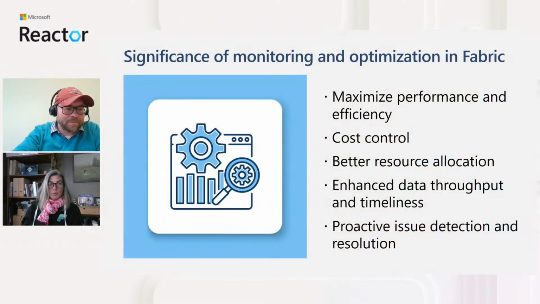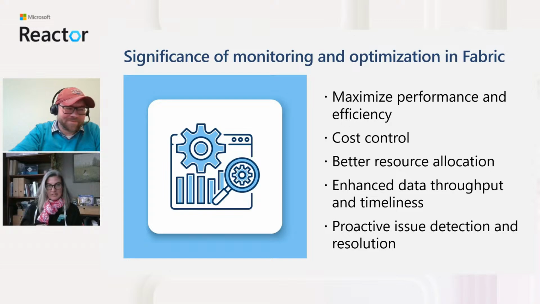So let's talk about, why is monitoring and optimization in Fabric so important? Well, a lot of times we start things, they're small, they're easy, but as our workflows become more complex, they scale up, the performance can degrade. So we need to make sure that we monitor things. It's a cycle. You're never done.